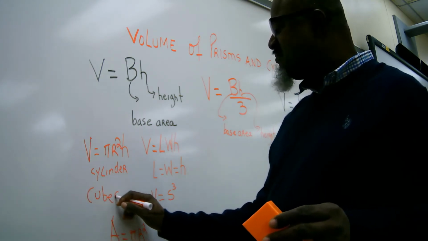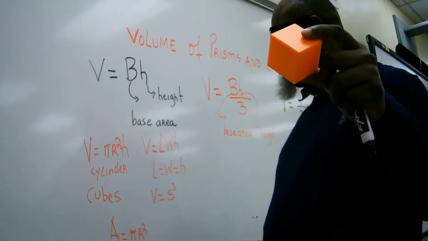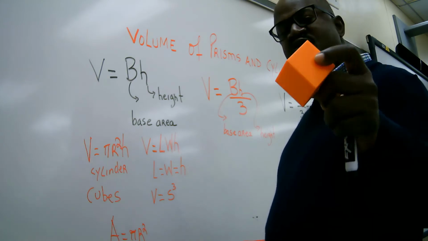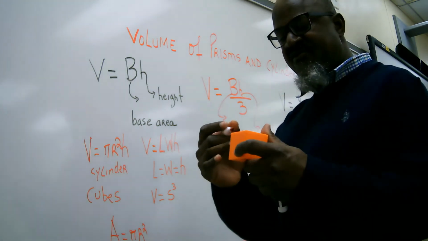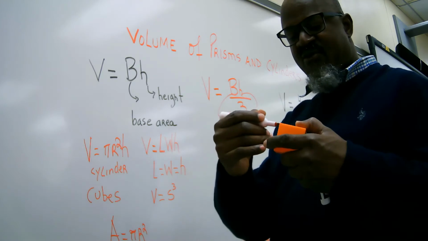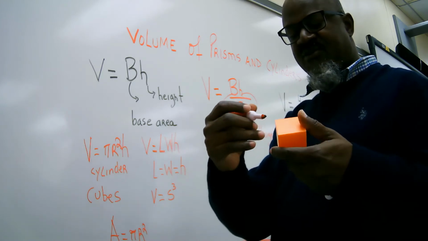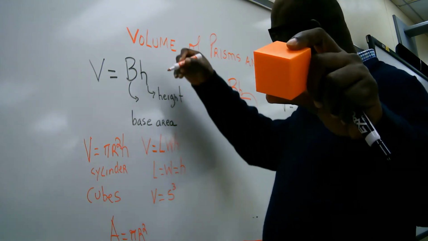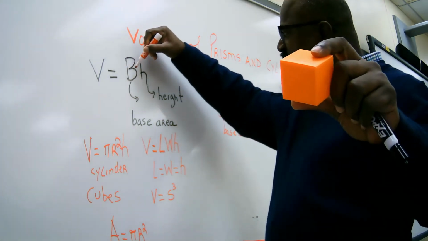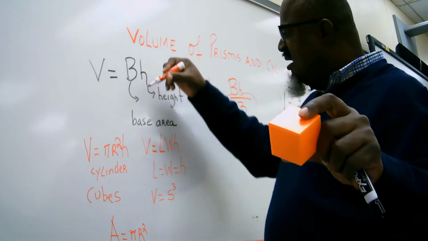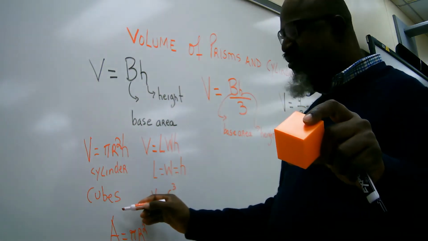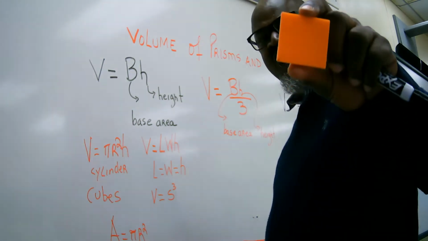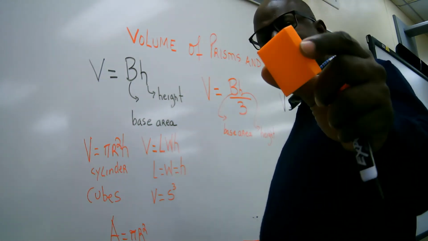Remember, a cube is formed of 6 squares. So when you're dealing with a cube, the length of the squares is equal to the width, which is also equal to the height. The dimensions are the same. So when you have volume equal capital B times height, it applies for a cylinder, it applies for a cube, and it can also be applied for what you call a rectangular prism.